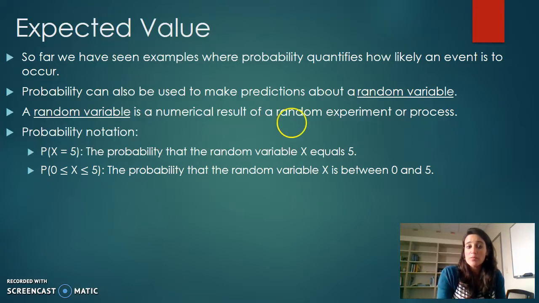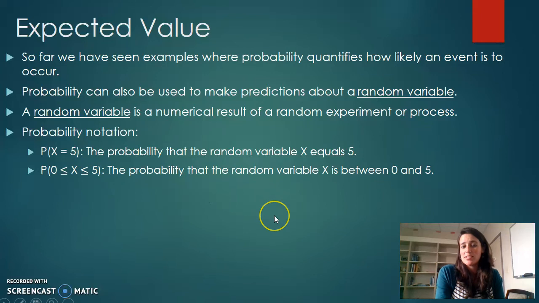That represents the probability that the random variable x equals 5. You could also have something like P of 0 less than or equal to x less than or equal to 5. In English, that means the probability that the random variable x is between 0 and 5.